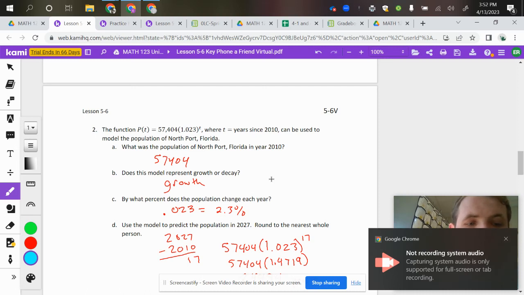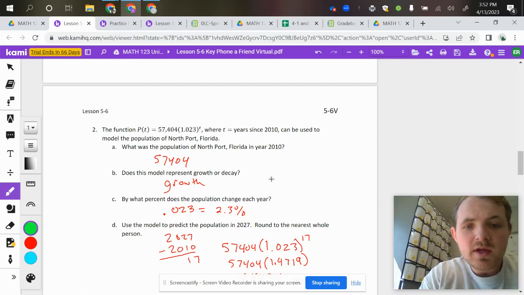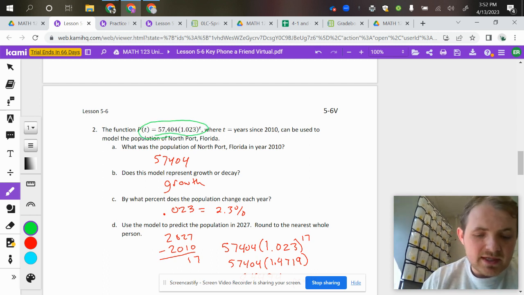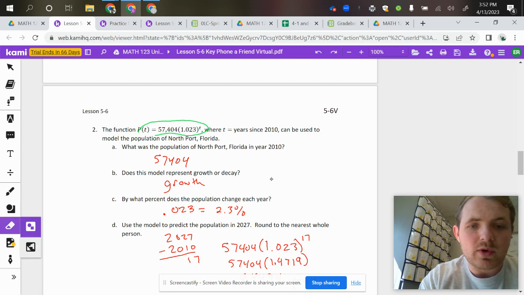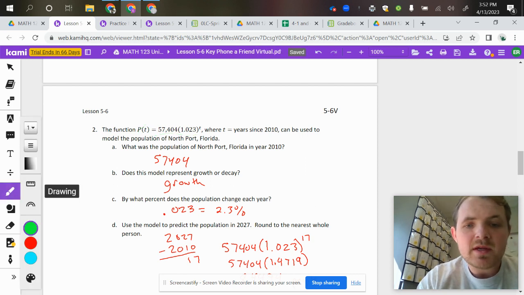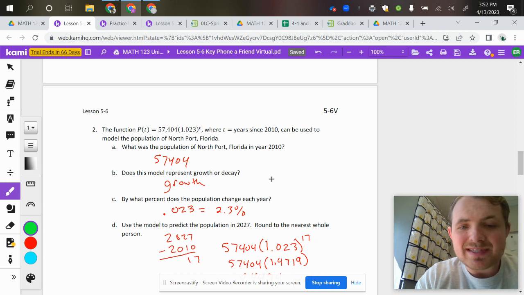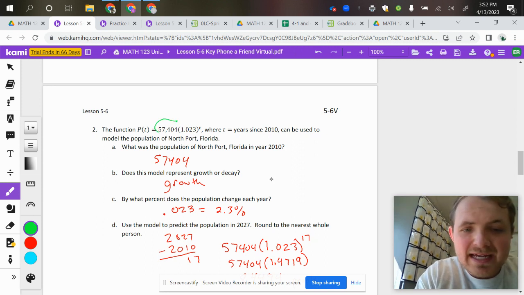So we're still working with exponential functions, and we are in Florida, which would be wonderful. And so you've got this function here where it's modeling the population of Northport, Florida. Okay. So the initial population, what was the population in year 2010? So it's years after 2010 in this little function here. So this is that initial value I was talking about that would have come into play in the previous question.